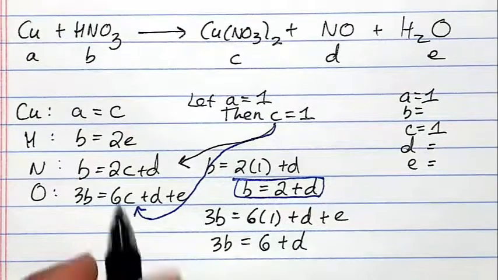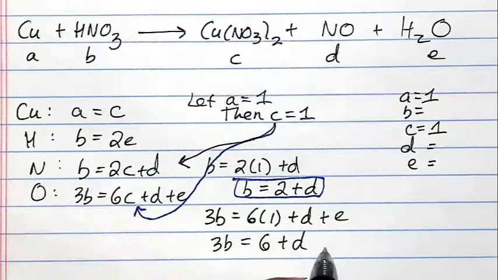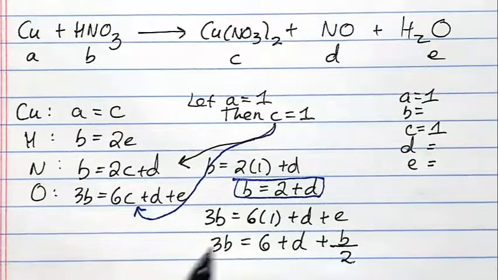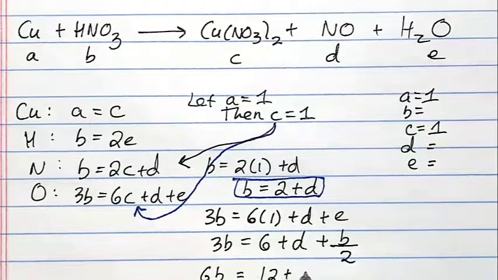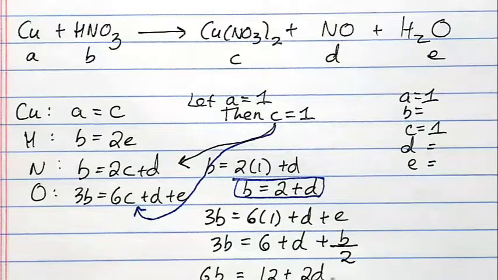Now what is E here? E is nothing more than B over 2. So I will put B over 2 there. And then I will multiply both sides of the equation by 2. So I'll have 6B is equal to 12 plus 2D plus B. So when I do that math, I'm going to get 5B is equal to 2D plus 12.